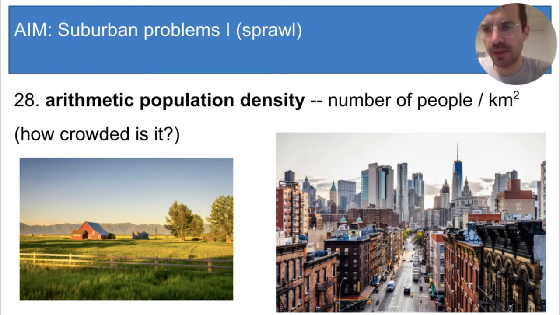Brooklyn has an arithmetic density of 14,000 people per square kilometer. On the other hand, Franklin County, which is in upstate New York, has an arithmetic density of just 12 people per square kilometer. So that means that Brooklyn is about 1,000 times as dense as Franklin County. Think about what life feels like in Brooklyn and imagine how it might feel different in a rural area with low density like Franklin County.